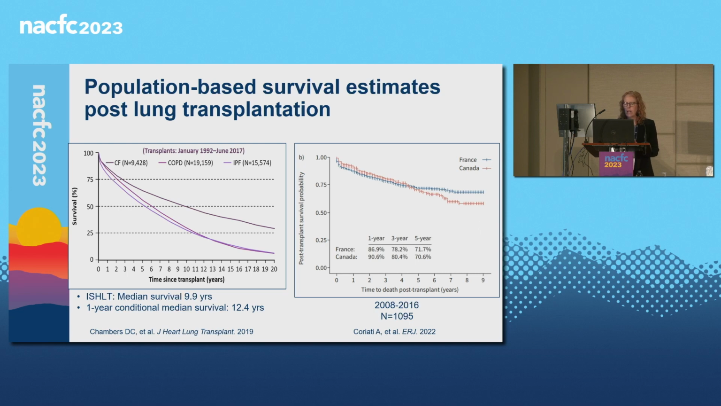On the right-hand side is a paper that shows basically the survival in some other countries like Canada and France. And this is looking at the 1, 3, and 5-year survival in these two countries. And you can see from the graph they're quite similar between the two countries. And the 5-year survival is over 70% in both France and Canada. And in fact, we couldn't calculate the median survival because those curves actually didn't cross the 50% mark yet.